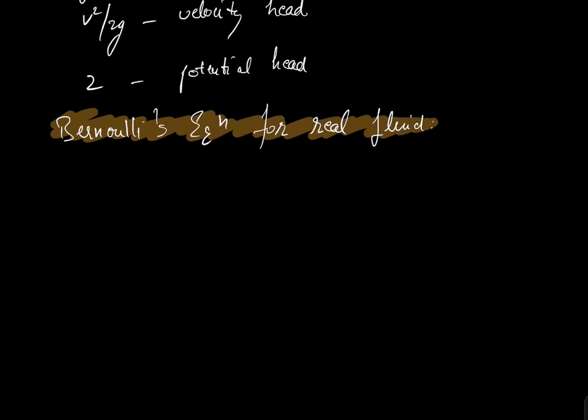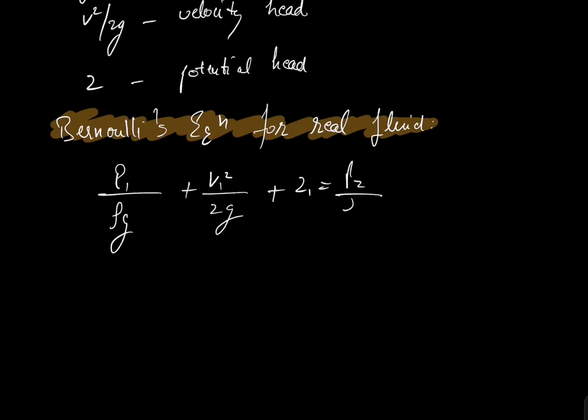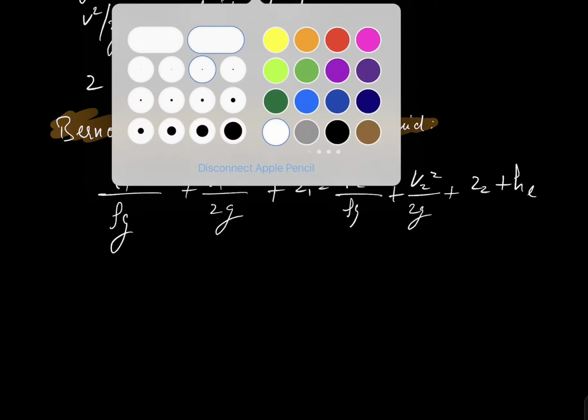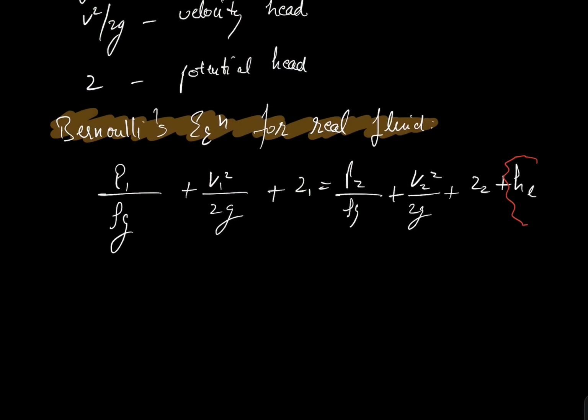It will be nothing but P1 by rho g plus v1 square by 2g plus z1 is equal to P2 by rho g plus v2 square by 2g plus z2 plus hl. Here this term is extra.